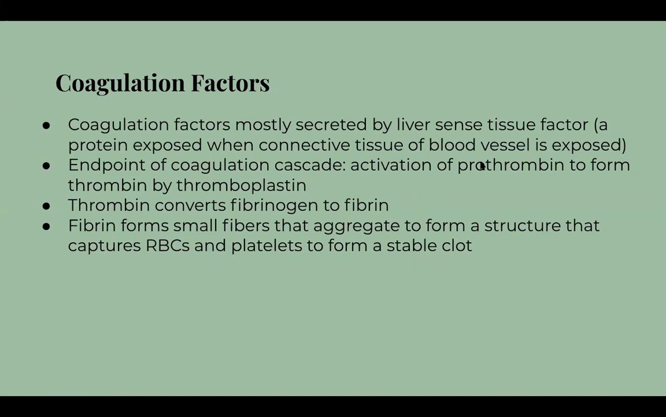prothrombin to its active form, thrombin, and that is catalyzed by this protein called thromboplastin. And then once that is done, thrombin converts fibrinogen to fibrin, and then fibrin is what forms those small fibers that form that stable clot over the damaged area. So there is a little bit of memorization here, but it's at least a lot less than what you would have to know for class. Just know thrombin, prothrombin, and then fibrin, fibrinogen. I don't even think you have to really know thromboplastin.